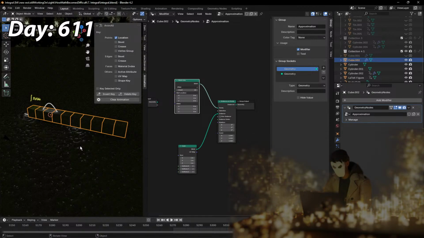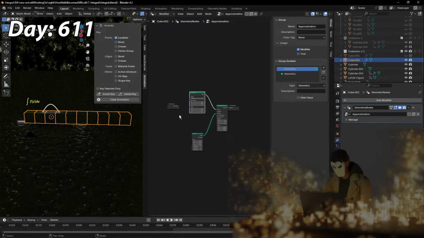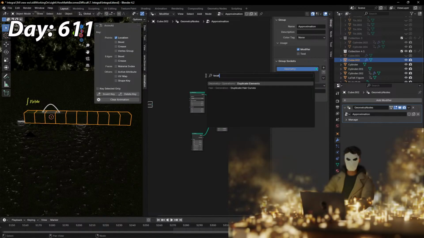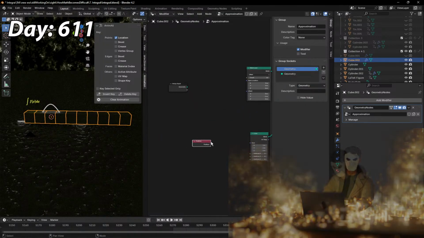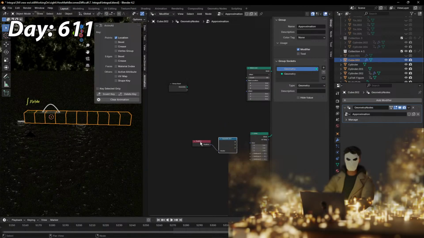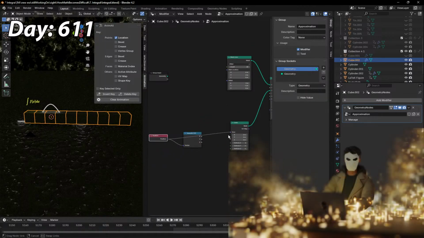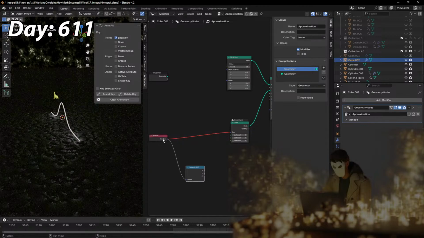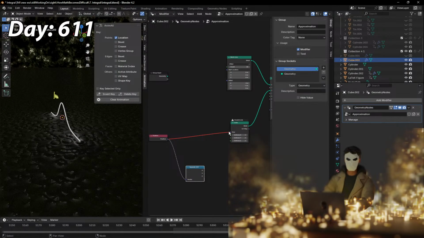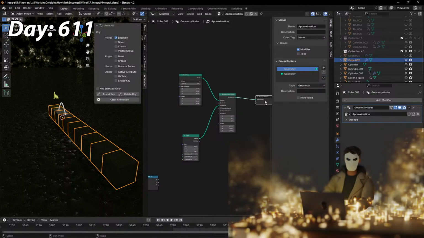And for each one, we want to take the position like this, separate it into x, y, z, and take the y coordinate. Actually, you know what? For now, just plug into size. Ah, I can't. Okay. Why can I not?